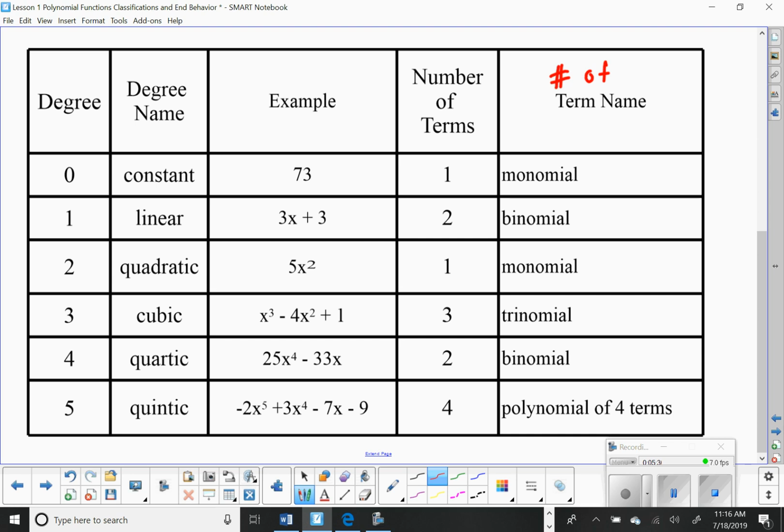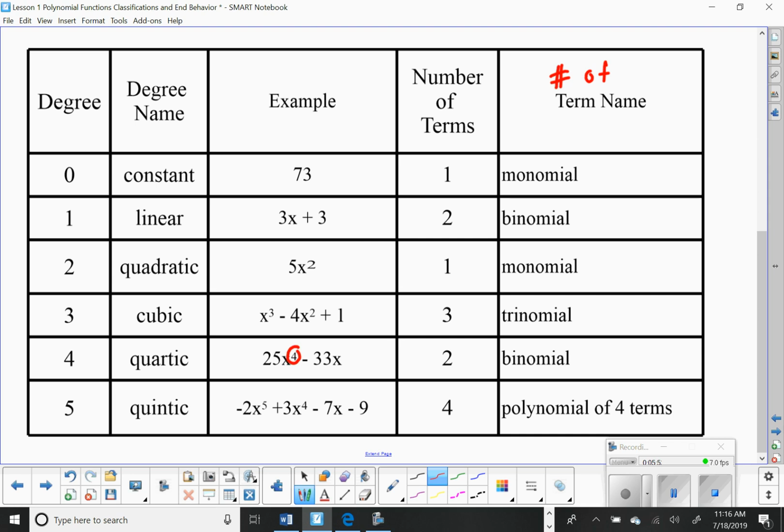Next up, we have a quartic. Think of a quart of milk. It's 1/4. Quartic, the highest degree is 4. In this case, it's a quartic binomial or a binomial quartic. Doesn't really matter which one you say first. It's a binomial because there's 2 terms. It's a quartic because the highest degree is 4.